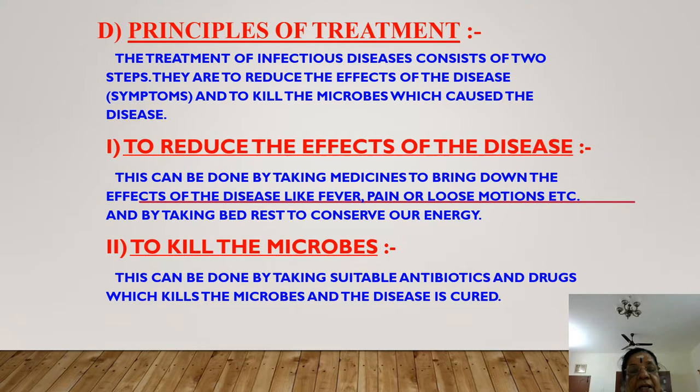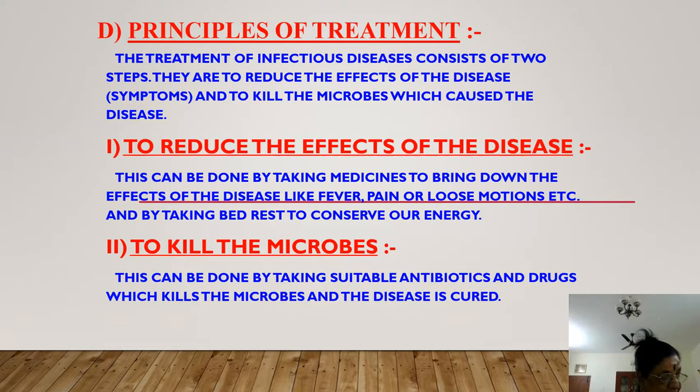What is given to kill the microbe? It can be done by taking suitable antibiotics and drugs which kill the microbe and the disease is cured. In our book it is given that symptom directed treatment by itself will not make the infecting microbe go away and the disease will not be cured. So we need to be able to kill off the microbes. So how do we kill the microbes?